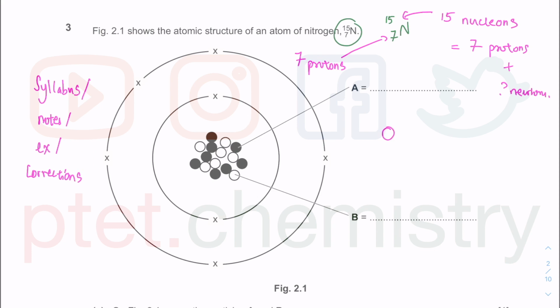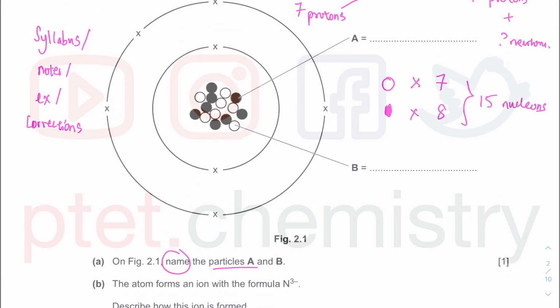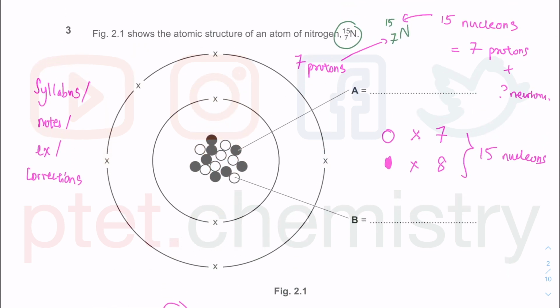Looking at the non-bolded stuff and the bolded stuff, if you count, you have 1, 2, 3, 4, 5, 6, 7. You have 7 of these. And then the bolded stuff, you have 1, 2, 3, 4, 5, 6, 7, 8. So you have 8 of that. I have 15 nucleons according to the information given in this international format. I have 7 protons. So the white stuff, when they say name the particles, they are not looking for metal or non-metal. They are looking for the particles in the nucleus of an atom, which consists of nucleons. Nucleons are protons and neutrons. So the white one is going to be your proton, and the dark, bolded one is going to be your neutron, because you have 8 of them: 7 protons and 8 neutrons.